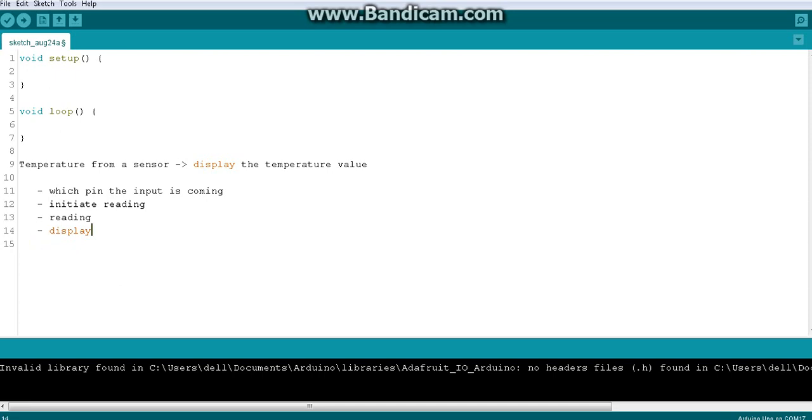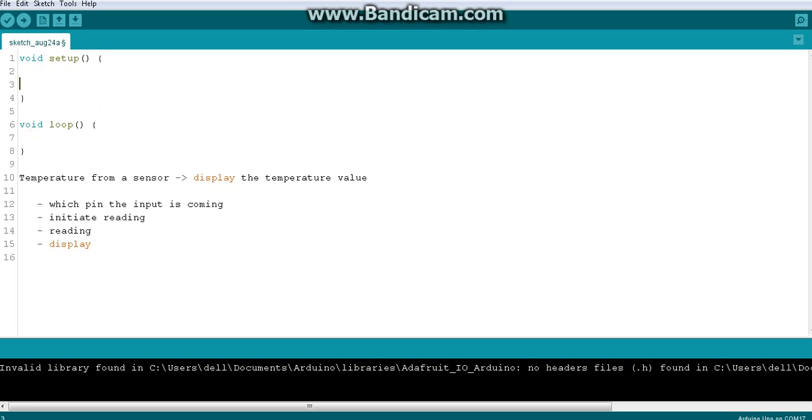So take these four steps and write them into the respective blocks. Either it should be inside this block or this block. That you should know from the examples we have seen up to now, right?